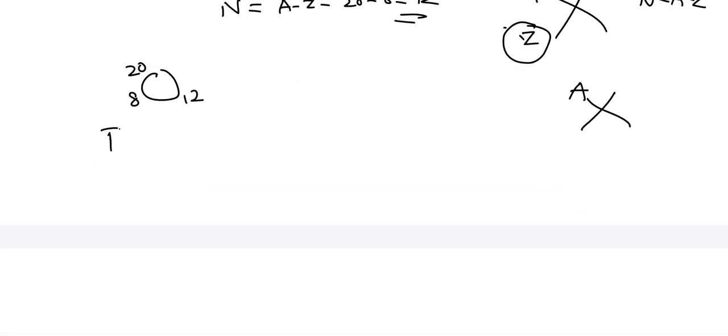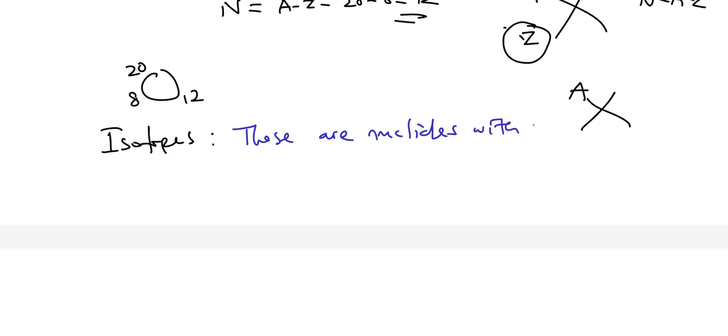Next, this will lead us to the definition of isotopes. What do we mean by isotopes? Isotopes are nuclides. When we say nuclides, that is a nucleus with a specific mass number. So isotopes are nuclides that have the same atomic number but different mass numbers.